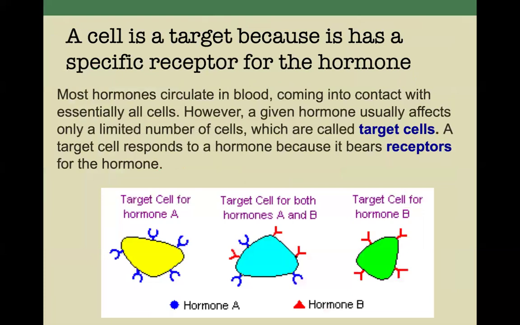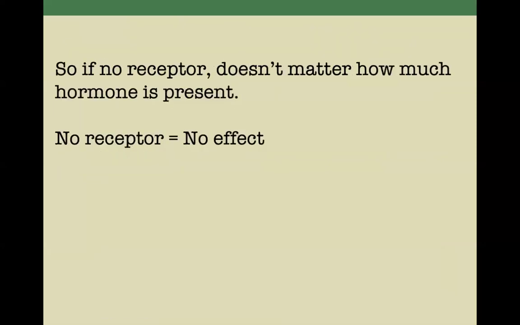A cell is a target because it has the specific receptor for the hormone. Most hormones circulate in blood, coming into contact with essentially all cells throughout the body. However, a given hormone usually affects only a limited number of cells, which are called target cells. A target cell responds to the specific hormone because it bears receptors for that hormone.